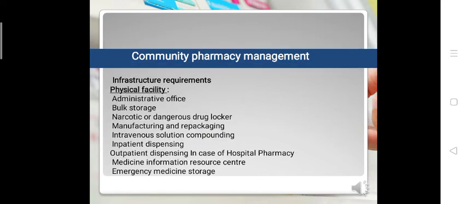Then physical facilities like administrative office, bulk storage, narcotic drug locker, as we have discussed earlier. Manufacturing and repacking, that we don't have. IV solution compounding, that also we don't have, it is not required. Inpatient dispensing, outpatient dispensing, that we have discussed. Then medicine information resource center, this is an important one, this is a new one.